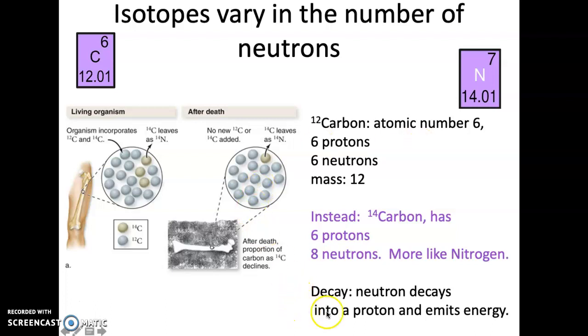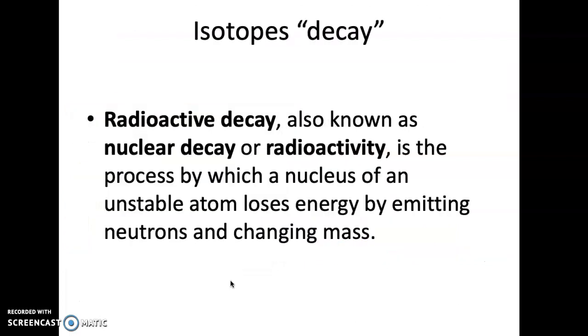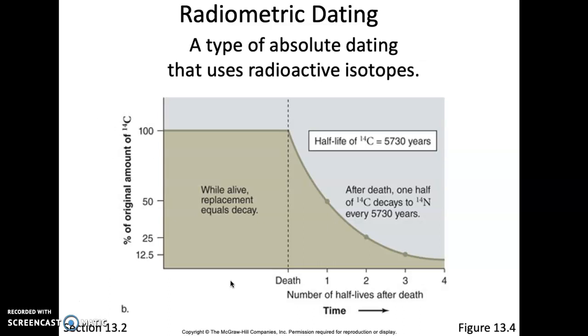The only thing I want to show you that's new on this slide, it says decay, a neutron decays into a proton and it emits energy. It's actually radioactivity that's going on. It's radioactive and it loses that element. Isotopes decay. Radioactive decay is known as nuclear decay or radioactivity. Is the process by which a nucleus of an unstable atom loses energy by emitting neutrons and changing mass. So how do we use that? Well, if we knew how long it took to do that, we could date our bone.